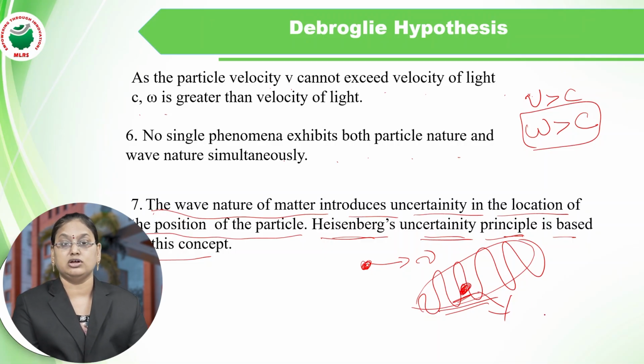We have seen today wave particle duality and the de Broglie hypothesis. Wave particle duality means radiation has dual nature. The de Broglie hypothesis says matter has dual nature, that is, in some experiments it has wave nature, and in some experiments it has particle nature. We have also seen the characteristics of the de Broglie hypothesis.